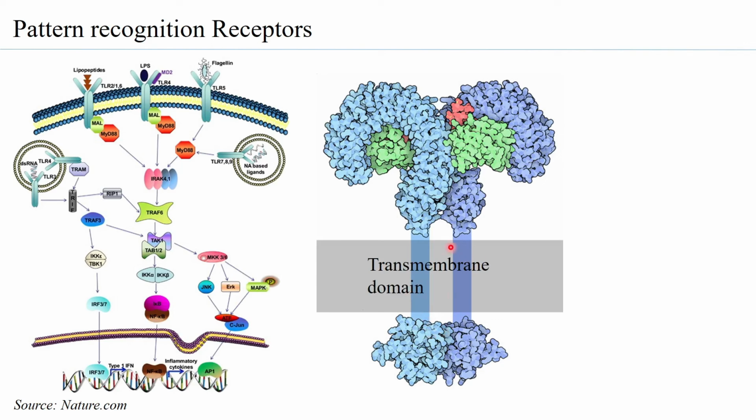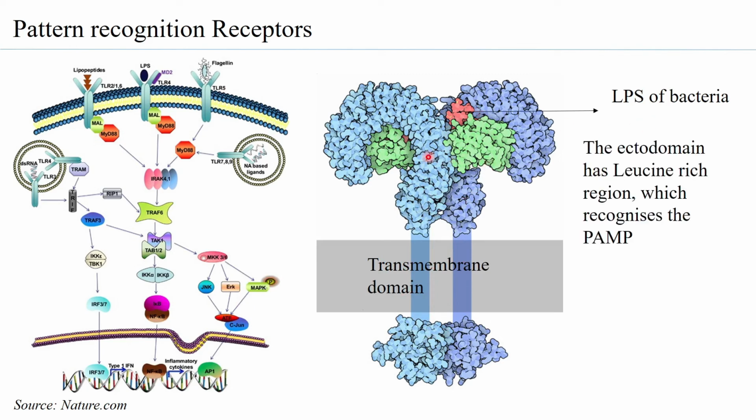This is the toll-like receptor. As you can see, it has a transmembrane domain and an ectodomain, and the ectodomain is able to bind to the lipopolysaccharide of the bacteria. The ectodomain also has a leucine-rich region, which recognizes the pathogen associated molecular pattern. The intracellular domain initiates the signal transduction. So when the LPS comes and binds to the toll-like receptor, what is immediately observed is that the intracellular domain initiates a signal in response to what the toll-like receptor has bound.